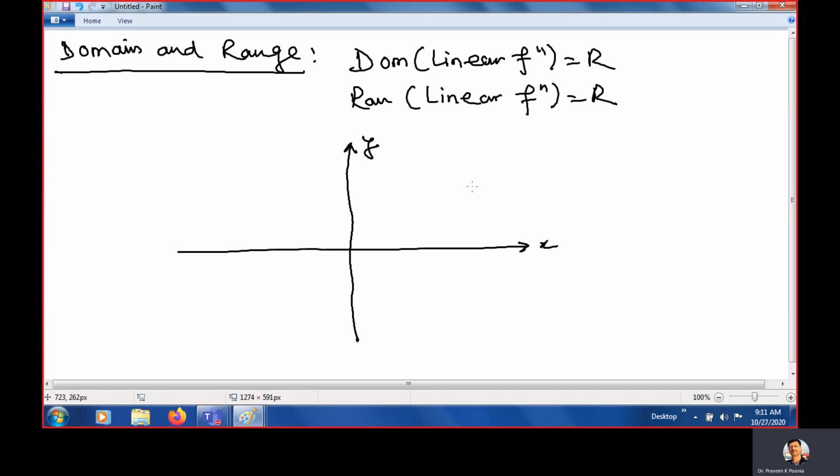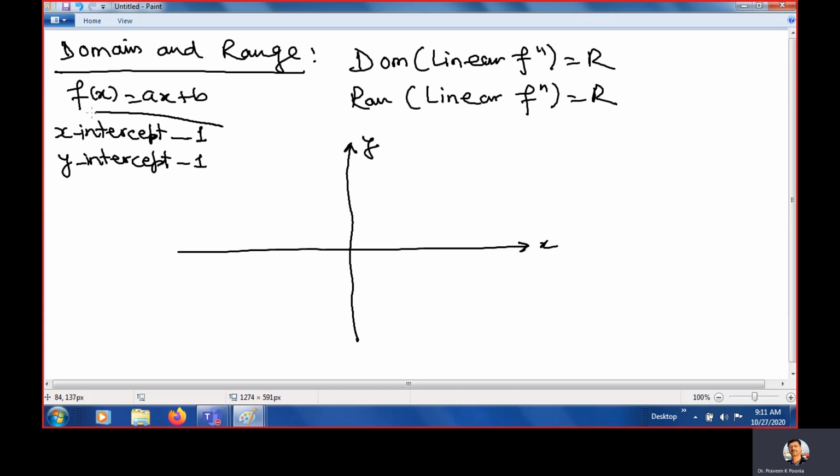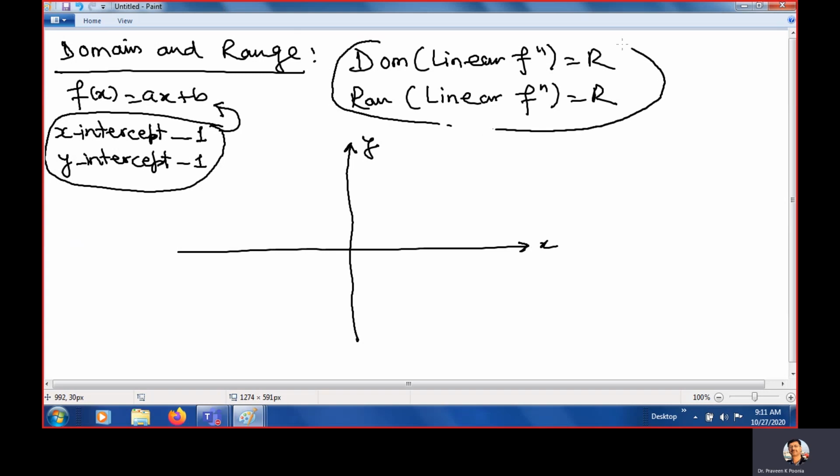Clear? And one more thing, again I am telling you, this is a linear function, f(x) equals ax plus b. There might be some question. Clear? How many x-intercepts exist for this? Always 1. How many y-intercepts exist for this? It is always 1. So only one x-intercept and one y-intercept exist for the linear function f(x) equals ax plus b. This is point number 1 you need to remember. Another point you need to remember is the domain and range of a linear function is always R.